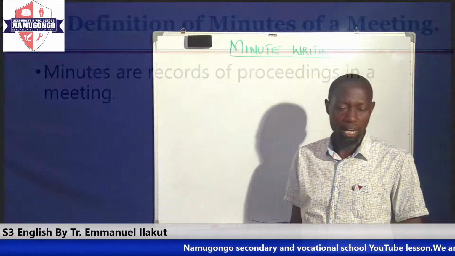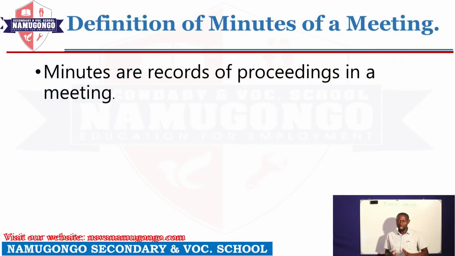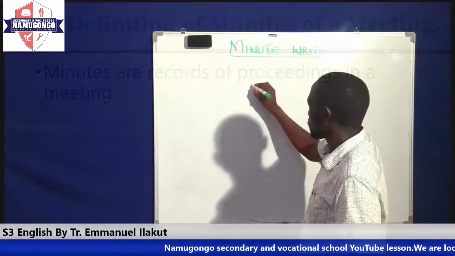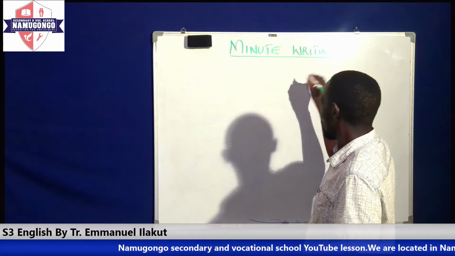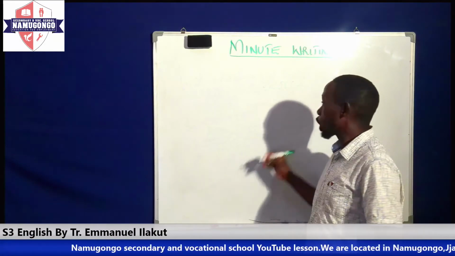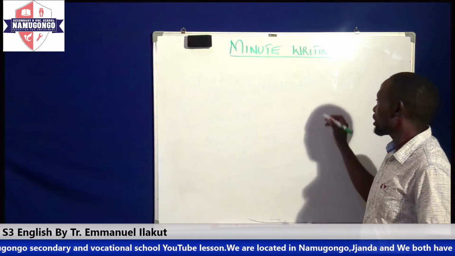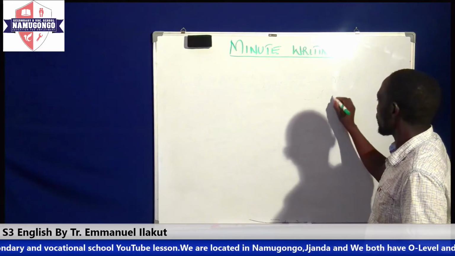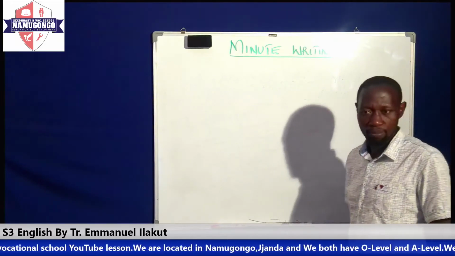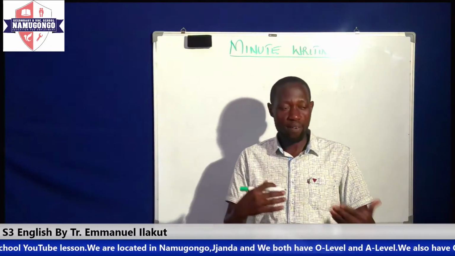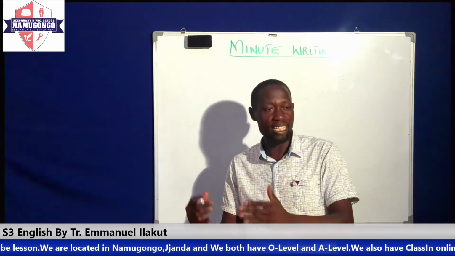Minutes of a meeting. How would we define them? We just say minutes are records of proceedings in a meeting. When we go out to meet and we are gathered, we shall have to take a record. A record sometimes could be something that is written, or sometimes it could be something that is recorded in some sort of audio. Okay, so we say records of proceedings in a meeting.